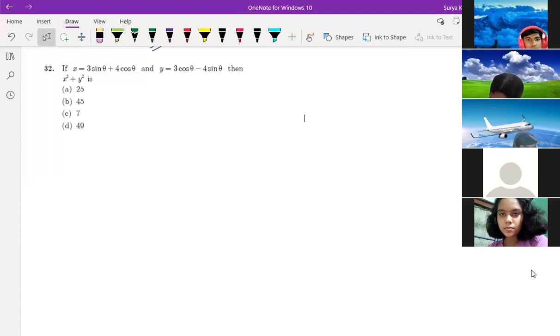So simply you square x, you have 3 sine theta plus 4 cos theta. Just square it. So what do you get? X square is equal to... Sir, is it 7? 7. Okay, let me check. Have you solved completely, Praharshan? Sir, like half of it.